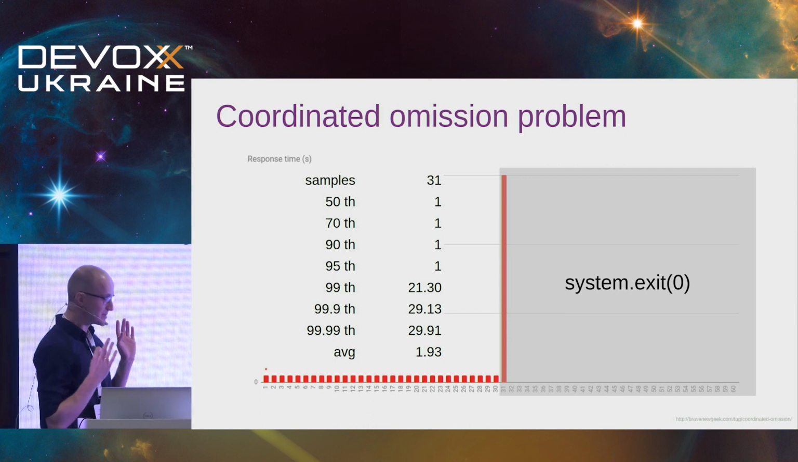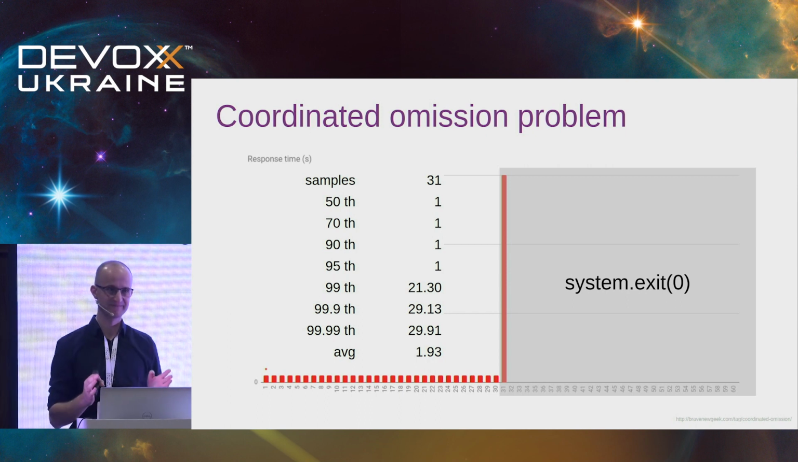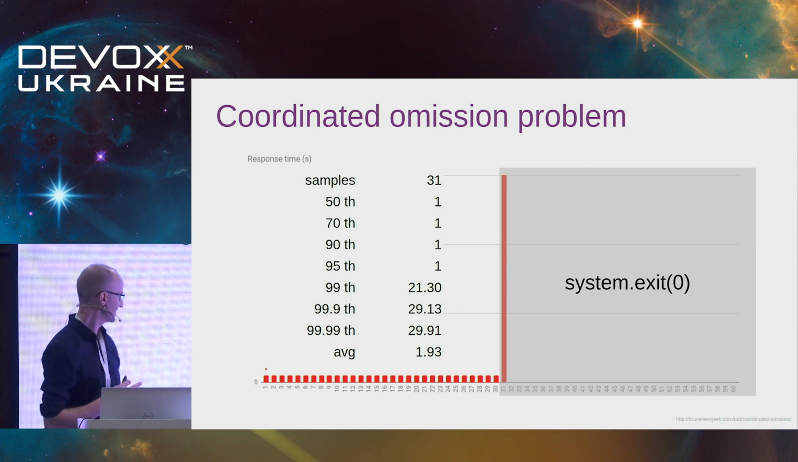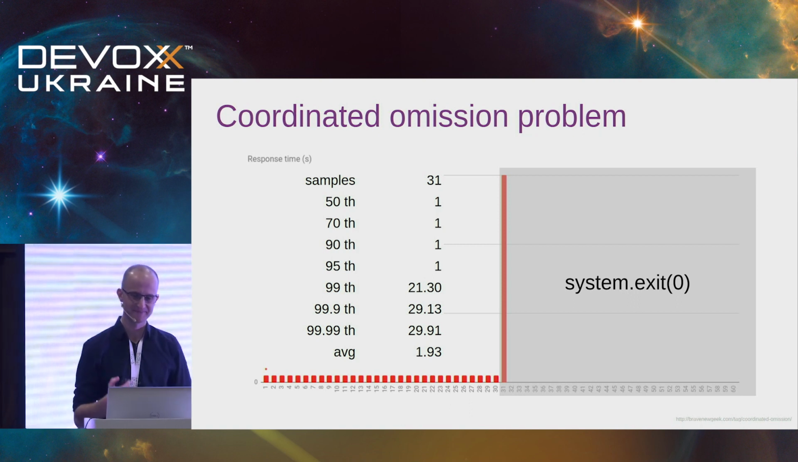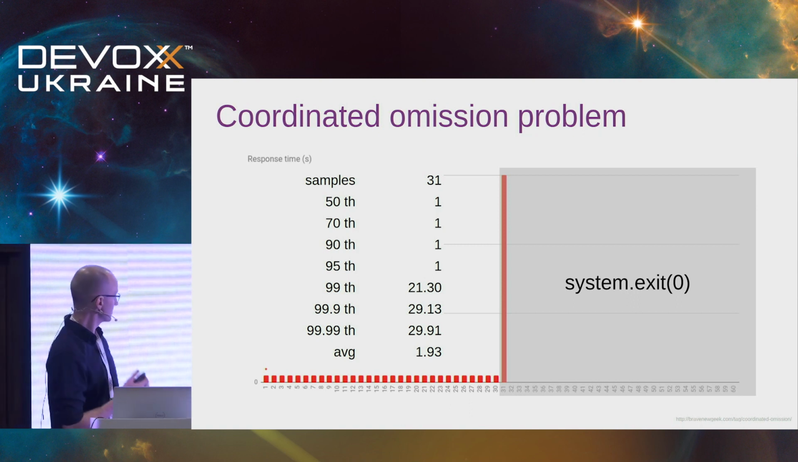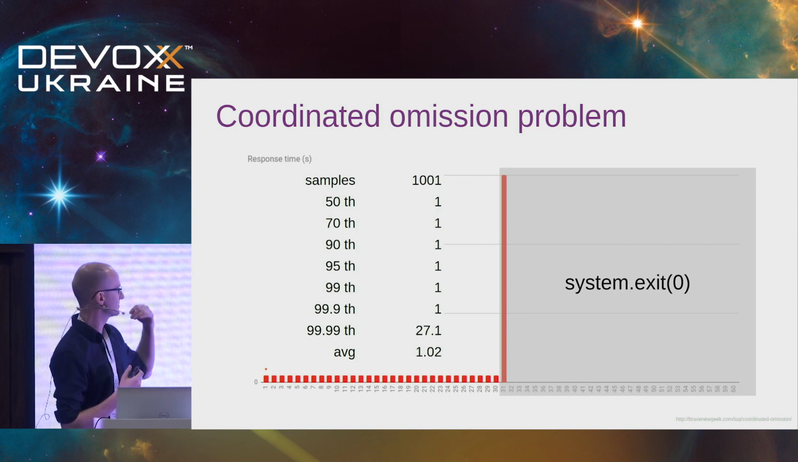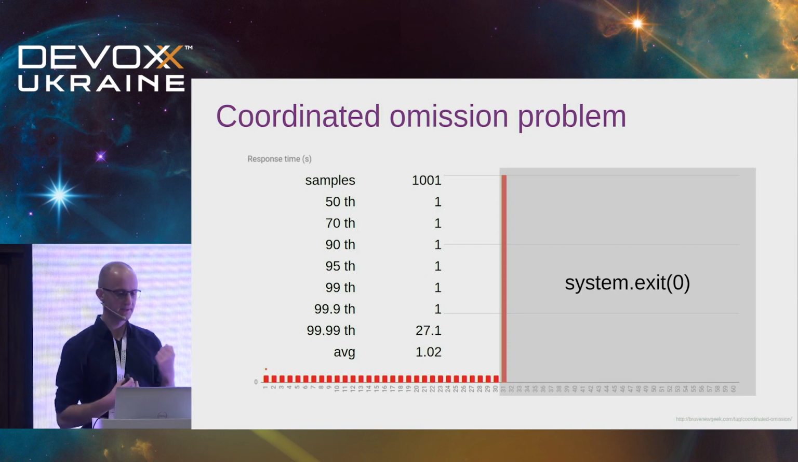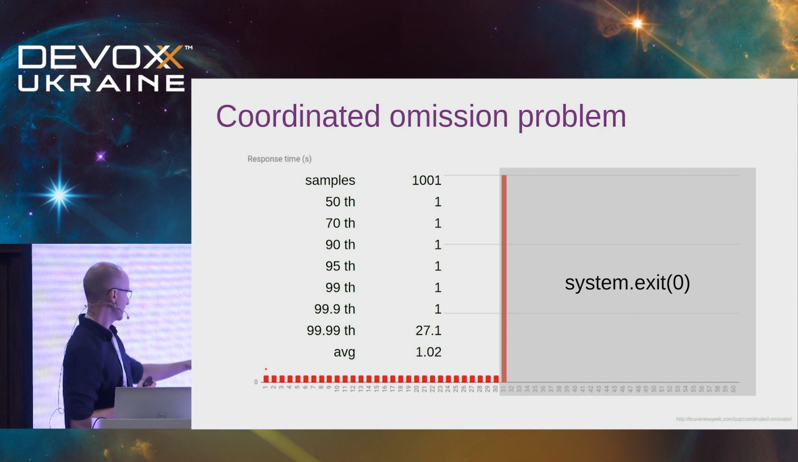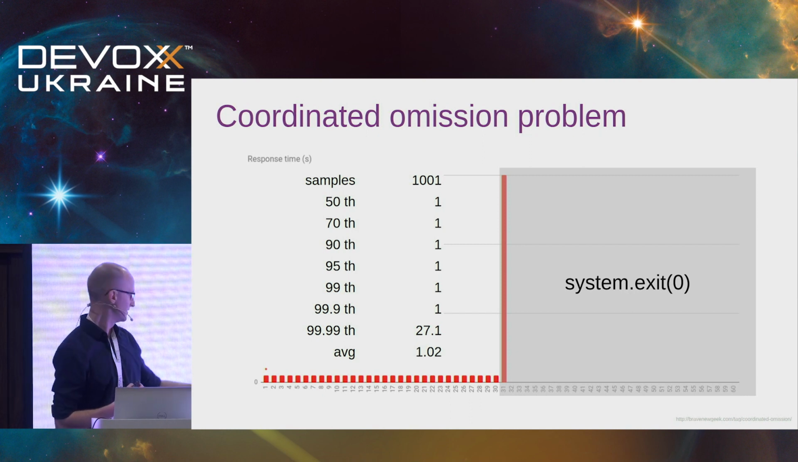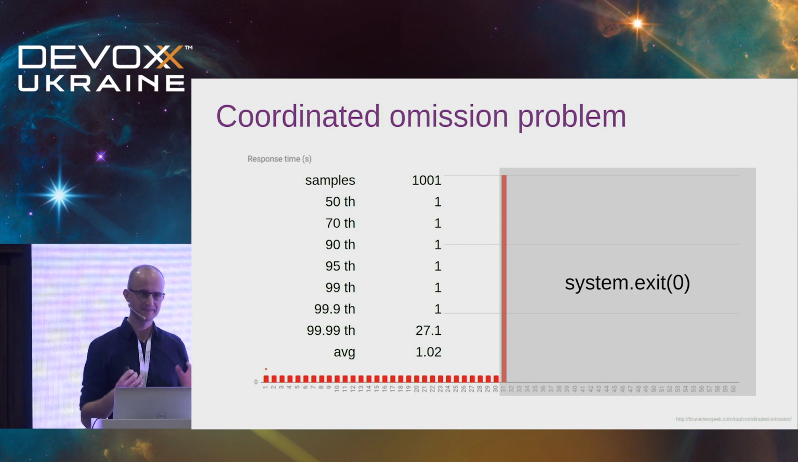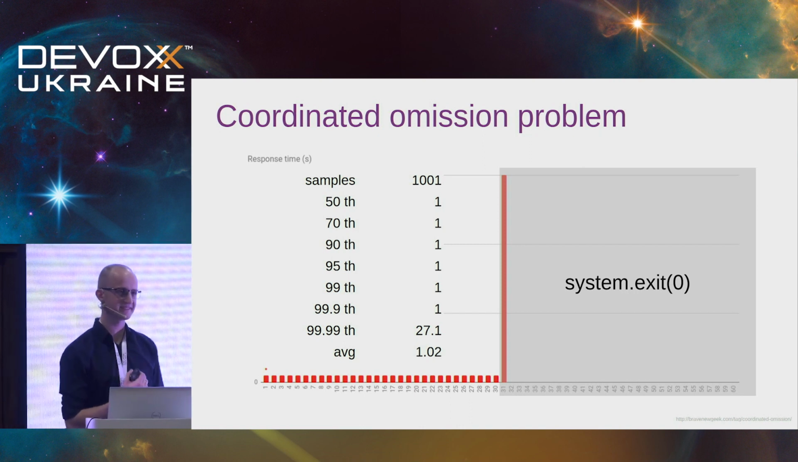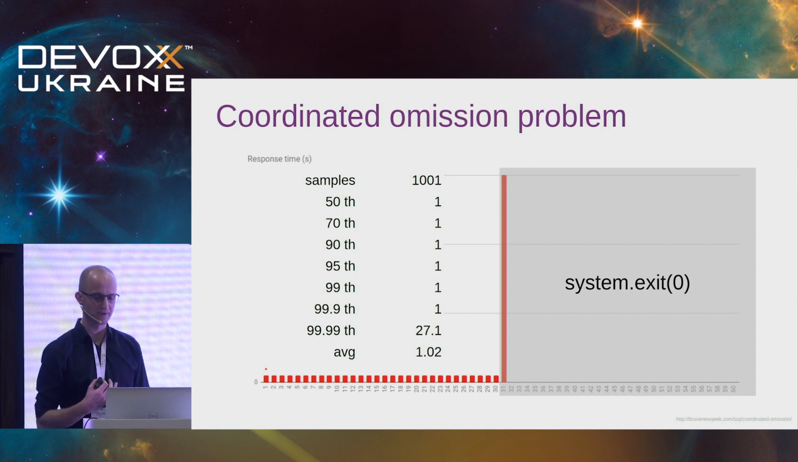Okay, our application was dead for half of the test, and the 95th percentile is 1. Ooh, something is not right. Let's look at how it would look in the case of 1001 samples. In this case, the 99th percentile is 1, three nines is 1, and performance degradation starts at four nines. So whoa, once again, maybe percentiles are not such a great metric after all.